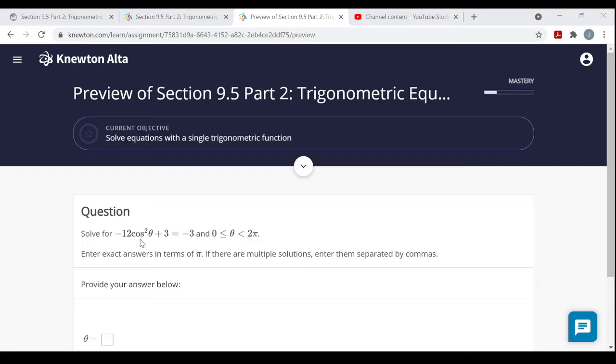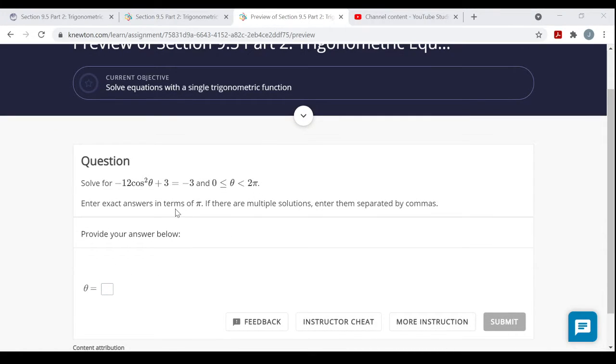Negative 12 times, you see it's the cosine of theta, right? A single trig function showing up in this equation, but it's to the second power, right? So it's cosine theta and then squared. So it's like a quadratic. And then plus 3 equals negative 3. And this is, again, if any of these trig function equations have solutions, they're going to have infinitely many because the trig functions are periodic. But they're only asking for the values of theta that are solutions that are between 0 and 2 pi, not including 2 pi. Right. And they already have the theta equals, and they're asking us, enter the answers, and if there are multiple solutions, separate them by commas. Okay.